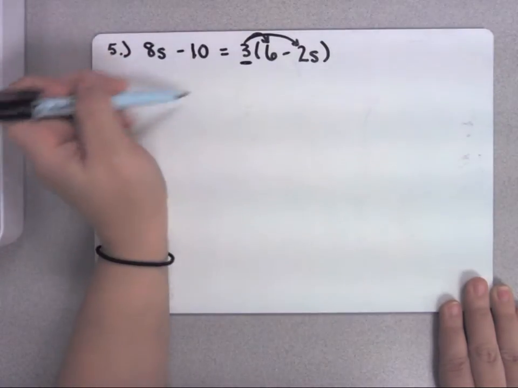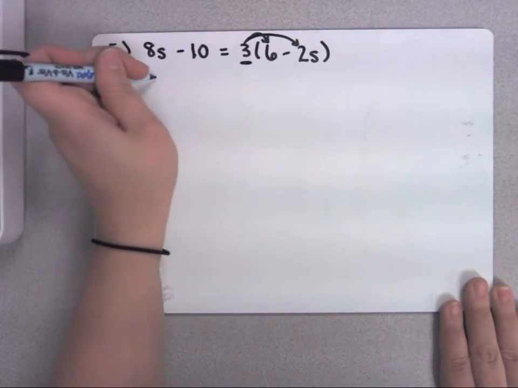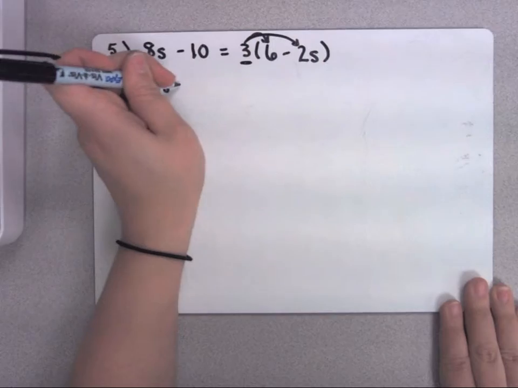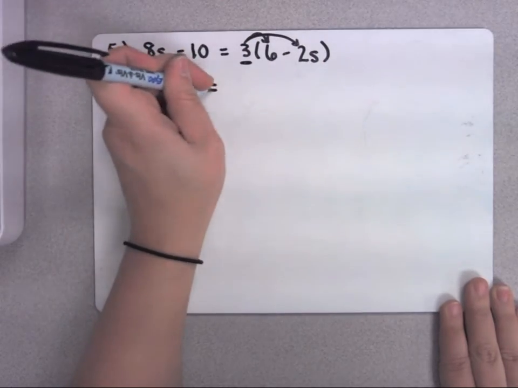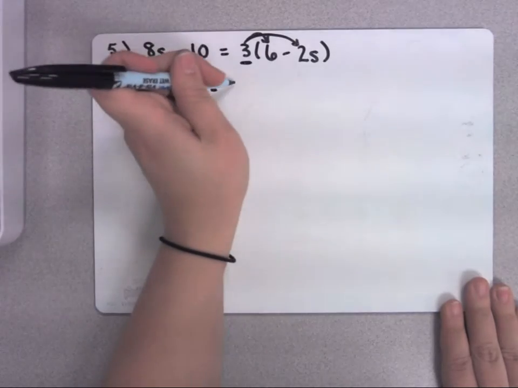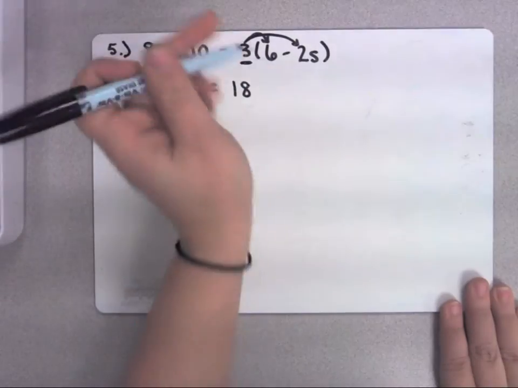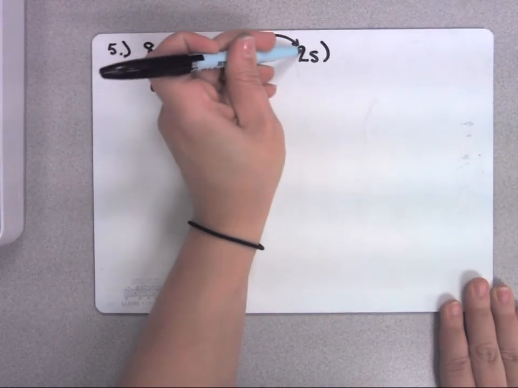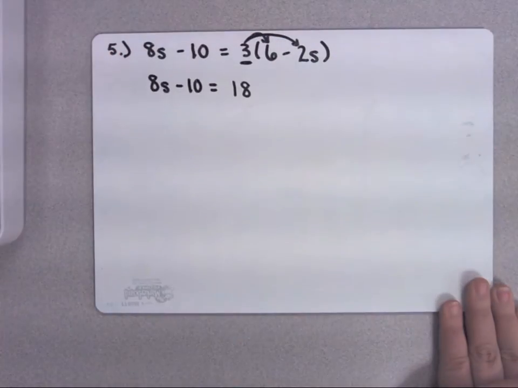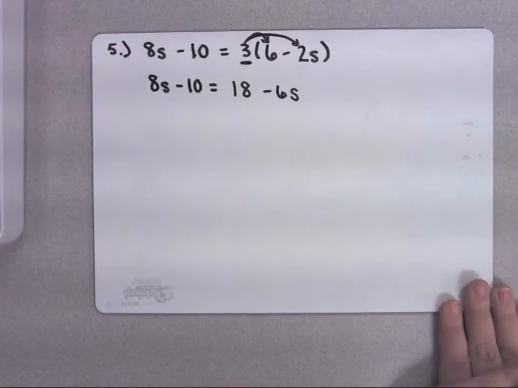So did we do anything to this left side? Is anything going on over here? No. So we're just going to bring it down. 8s minus 10. Leave that alone. Now over here, 3 times 6 is 18. Then I take this 3 times this -2 because it says -2. And -6. And since it had an s on it, I need to keep the s.